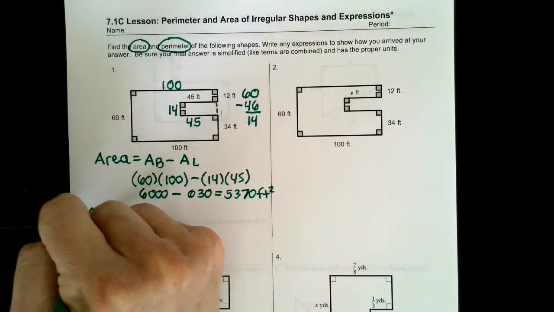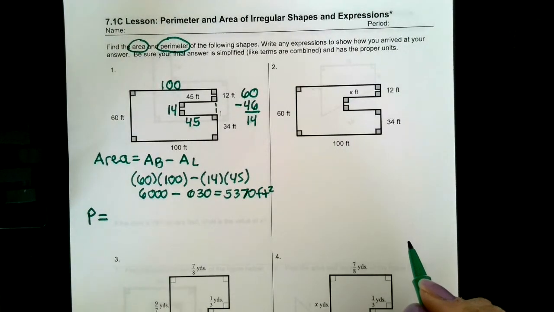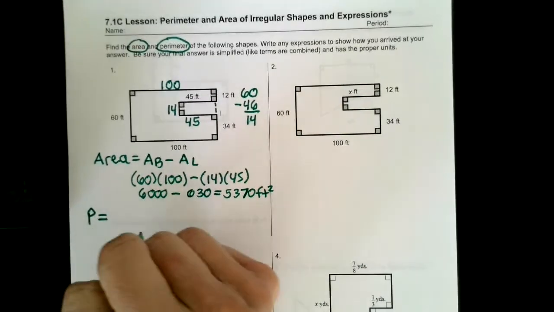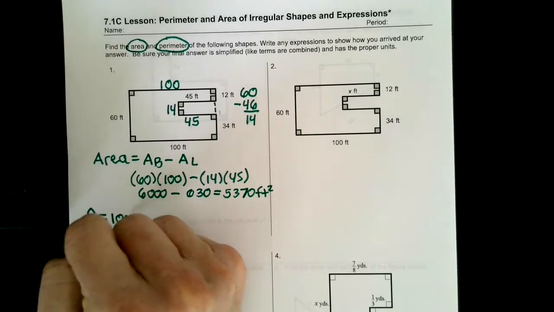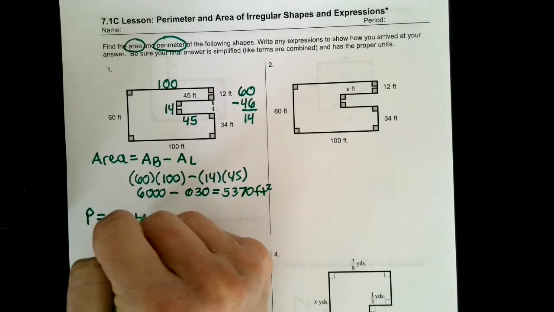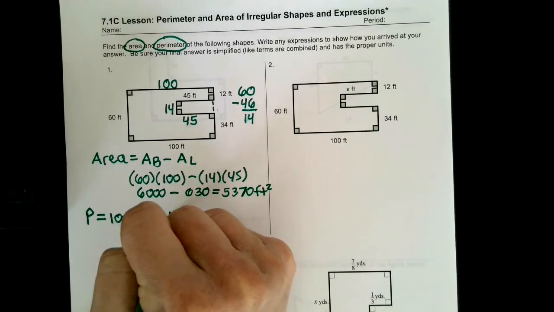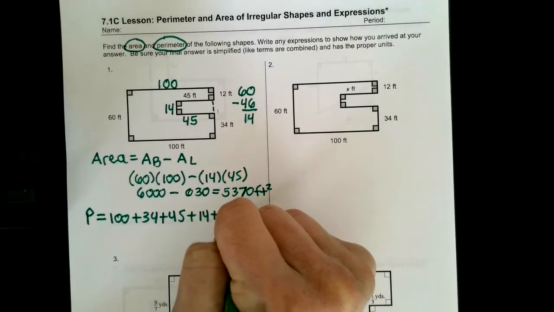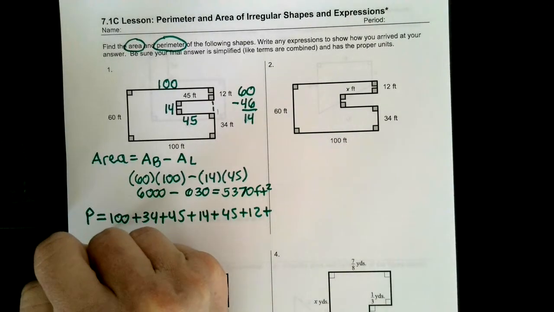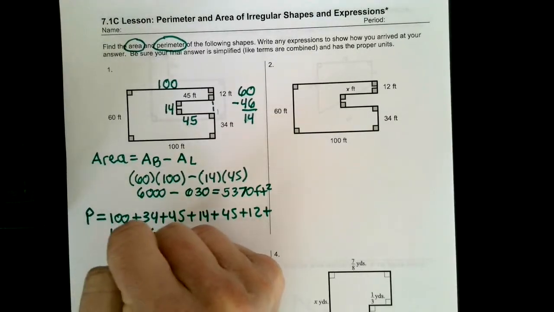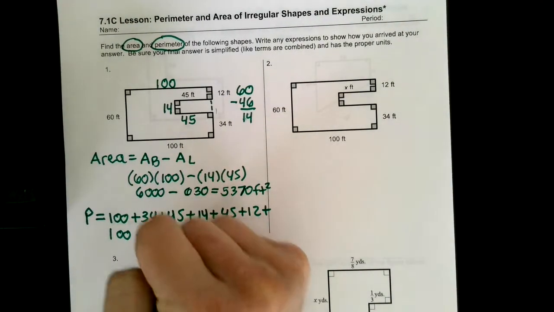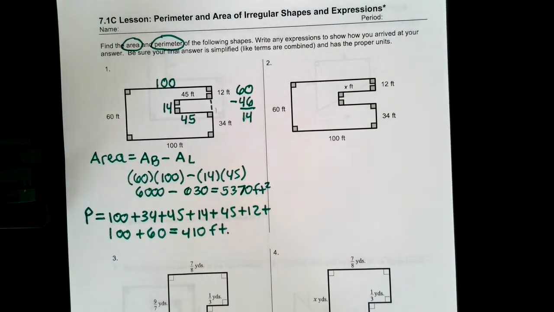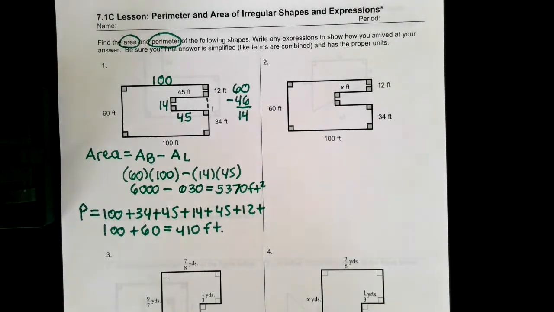We're going to find the perimeter of this irregular shape. And again, perimeter is adding up all of the border of our shape, all the outside border. So I'm going to start with the bottom, which is 100, and just work my way around the shape. So I have 100 plus 34 plus 45 plus 14 plus 45 plus 12 plus 100 plus 60. Adding up all of those amounts gives me 410 feet. So for perimeter we use feet, and for area we use square feet units.